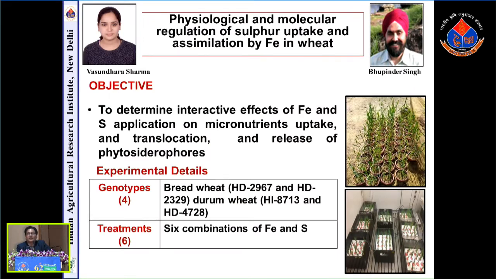Another work was done by Vasundhara for her PhD program under the guidance of Dr. Bhupender Singh. The overall objective of her work was to determine the interactive effect of iron and sulfur application on micronutrient uptake and translocation and release of phytonutrients. She has taken 4 genotypes, 2 bread type and 2 durum type, and there were 6 treatments, 6 combinations of different iron and sulfur application.